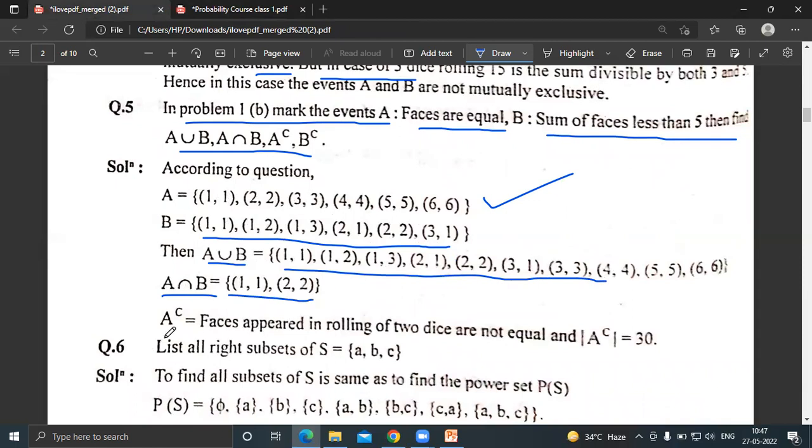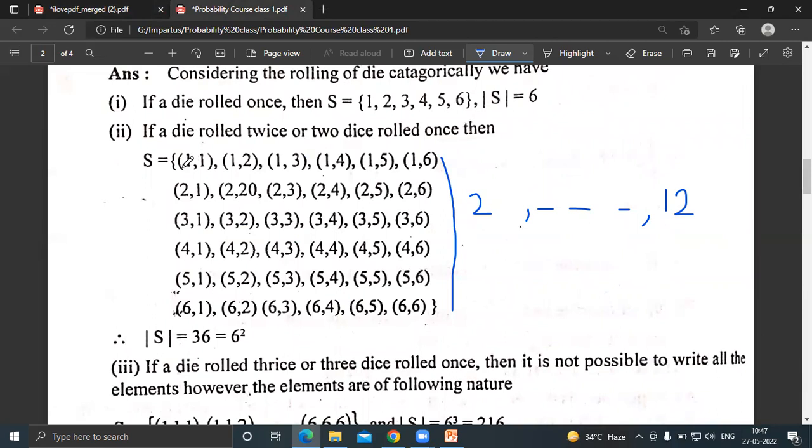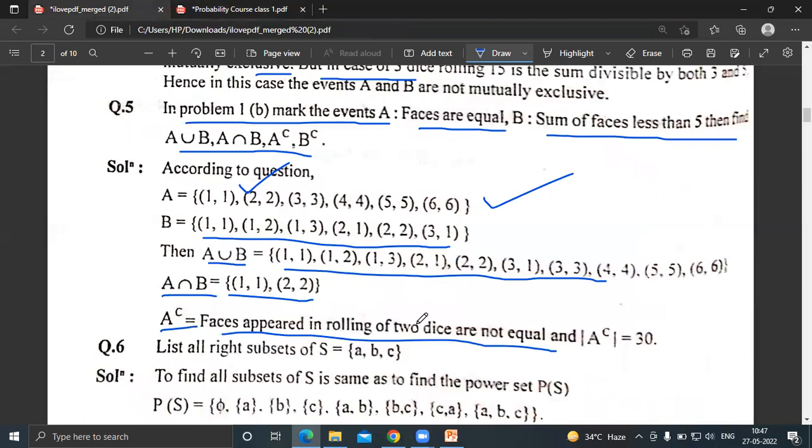Then A complement. What is A complement? A is the same faces. A complement is what? Faces appearing in rolling of 2 dice are not equal. Not equal means you have to write in this way. You have not taken that, that is 1, 1, 2, 2, 3, 3. Excluding that part, 1, 1, 2, 2, 3, 3, 4, 4, 5, 5. Then you take the other points, that is 1, 2, 1, 3, 1, 4, 1, 5 like this. So how many elements are there here? There are 30 elements. So A complement cardinality is 30. So in this way, you have to solve this question.